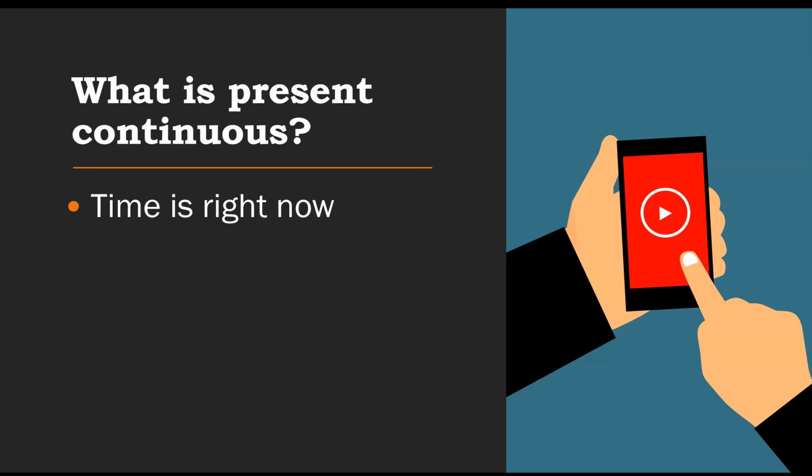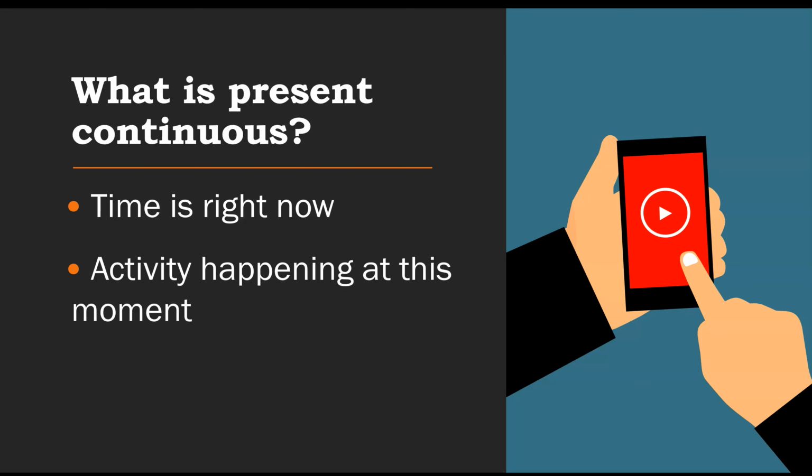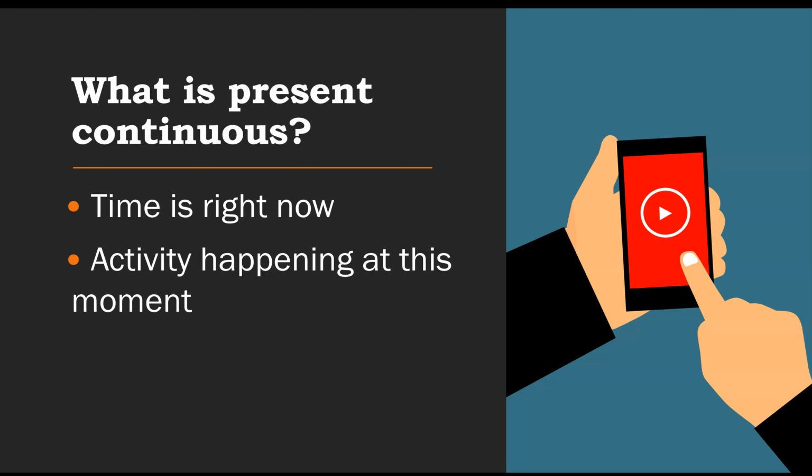So when we think about the time for present continuous, it means right now. It means an activity happening at this moment. So in the picture, we have a person on the phone and they're watching a YouTube video. So maybe for you, you are watching a YouTube video right now, or you are learning English right now. Okay, so it's in this moment. Sometimes we use it for the future, and that is more of conversation, right? So normally we use it for the time right now.